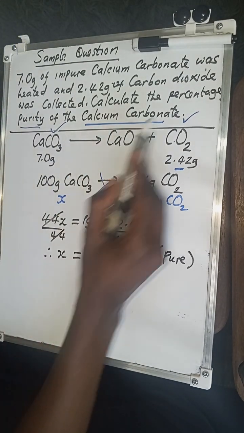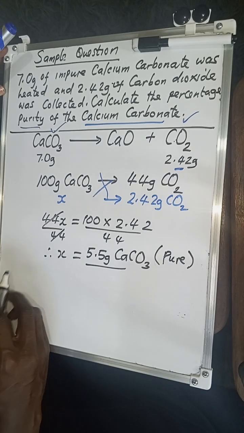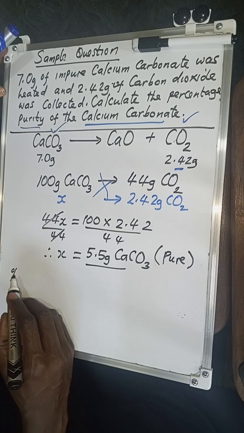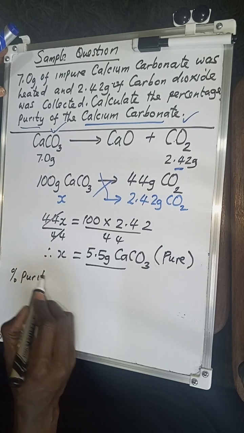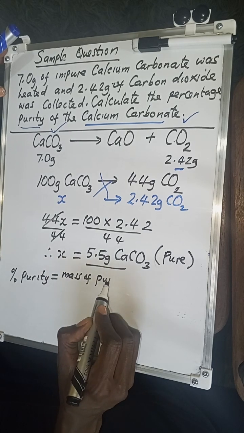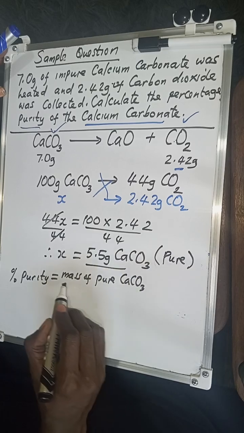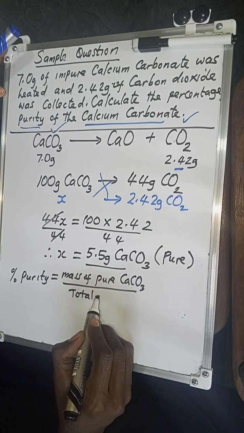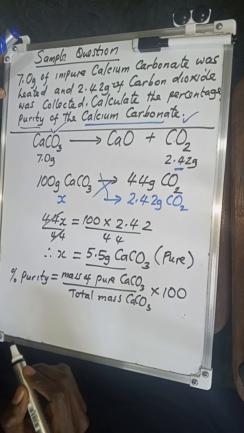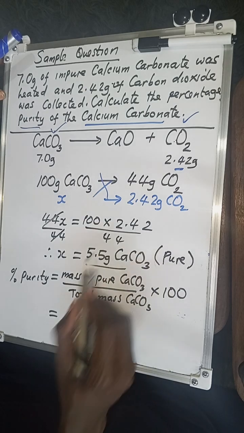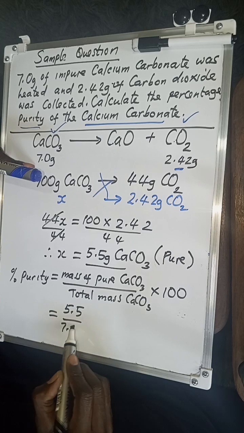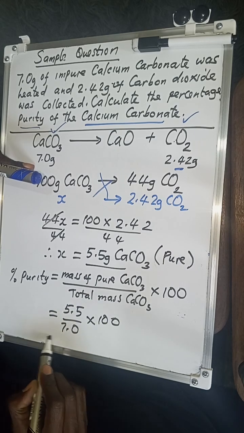Now the question says we calculate the percentage purity of calcium carbonate. So it simply means that the percentage purity will be equal to the mass of pure calcium carbonate over the total mass of calcium carbonate, then multiply this by 100. What is the mass of the pure calcium carbonate? It is simply 5.5, over the total mass, which is simply 7.0 grams. Then we multiply that by 100.